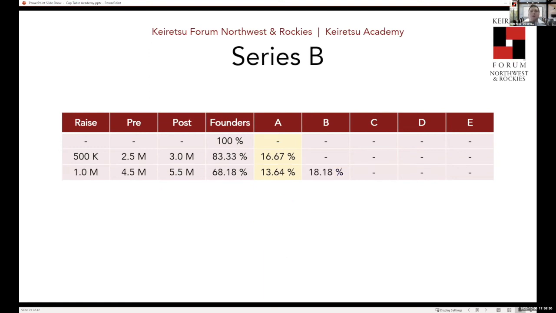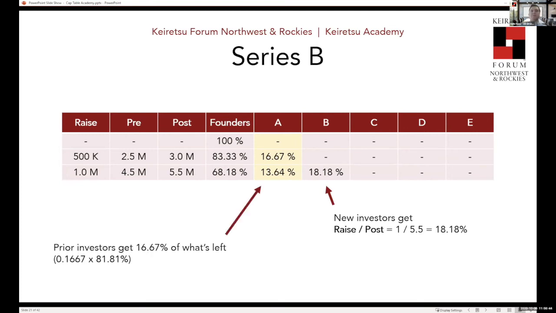And we can play this out over a few more examples here. For example, in a Series B here, we might have the company raising $1 million on a $5.5 million post. And again, the math is very similar. The new investors get their raise divided by the post money. The Series A investors, the prior investors, get 16% of what's left. So they get 16% of the remaining 81%, which leaves them with 13% now after round 2. And founders similarly get diluted.